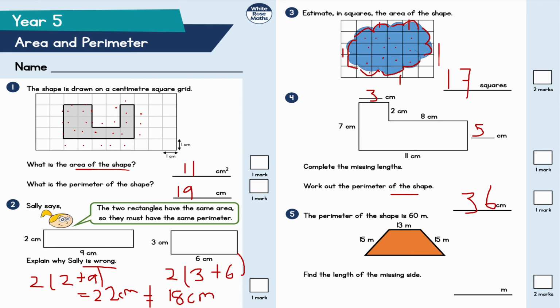This is question number 5. The perimeter of the shape is 60 meters. Find the length of the missing side. 15 plus 15 is 30, plus 13 is 43 meters. 43 meters plus 17 meters is the missing side. So the answer is 17.